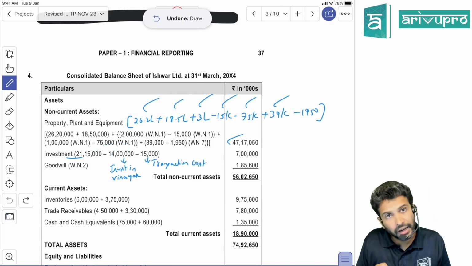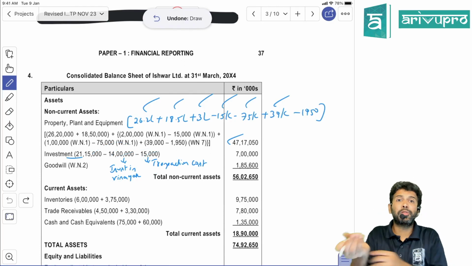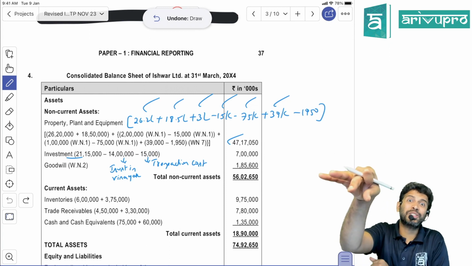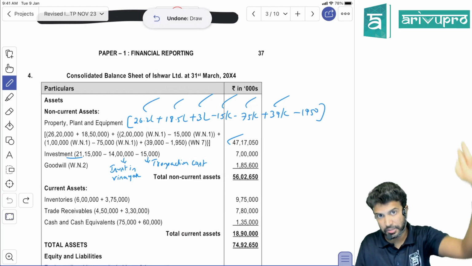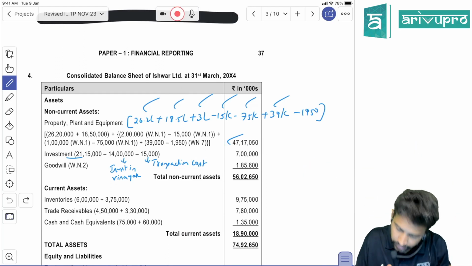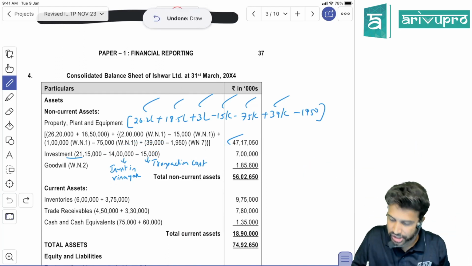It will not come. Then, sir, transaction cost. If you remember, 15,000 transaction cost, they added to cost of investment. But this should not be added for consolidation purpose. You should not add it to the cost of investment, but transfer it to SPL. Right now they have added, so reduce that. Okay, so that is one adjustment.